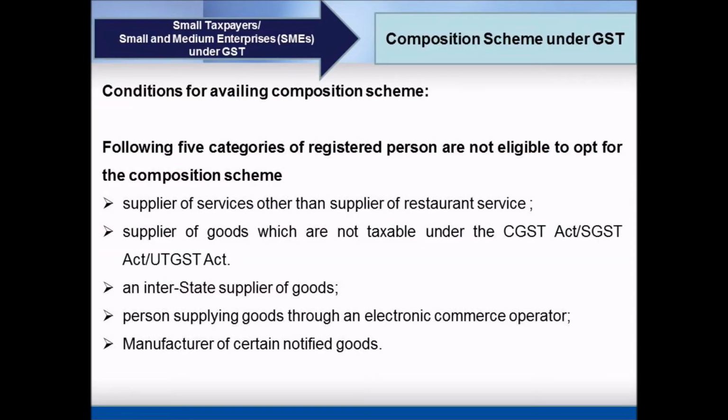Conditions for availing composition scheme. The following 5 categories of registered persons are not eligible to opt for the composition scheme: supplier of services other than supplier of restaurant service, supplier of goods which are not taxable under the CGST Act, SGST Act, UTGST Act, interstate supplier of goods, person supplying goods through an electronic commerce operator, and manufacturer of certain notified goods.